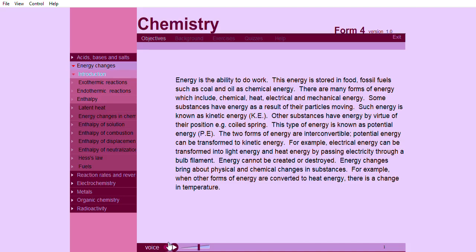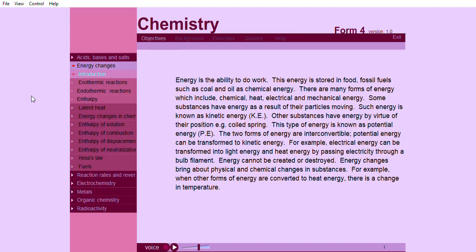Some substances have energy as a result of their particles moving. Such energy is known as kinetic energy or Ke. Other substances have energy by virtue of their position. For example, a coiled spring. This type of energy is known as potential energy or Pe.